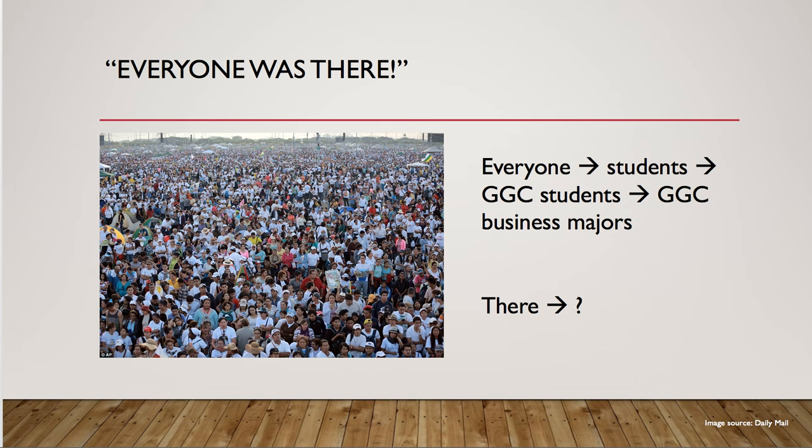How could you make there more specific? Think about that. You could identify the place. The more specific you are, the easier it is for your reader to understand exactly who or what you are talking about. Don't worry too much about being too specific. Most people are way too general in their writing.